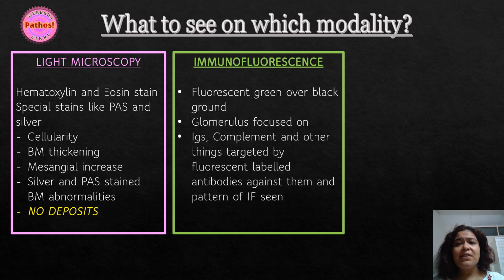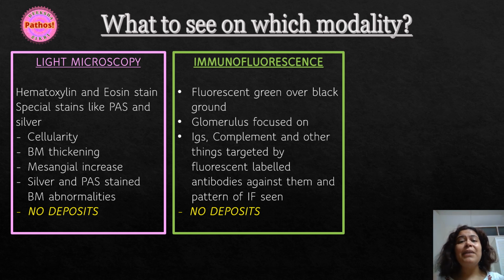And different substances can be deposited depending on the kind of immune action that has taken place. So immunoglobulins of different types, especially IgG, IgA, complements of alternate and classical pathway, and other things like kappa chain, lambda chain can be targeted by antibodies, and then we see whether they are deposited and where they are deposited in the glomerulus. Again, please remember, we don't see the site of the deposits. What you are seeing is a pattern.